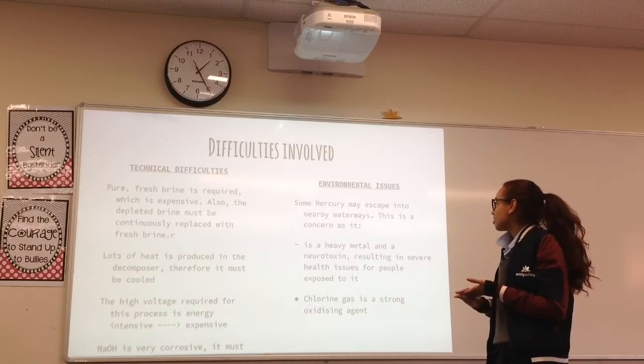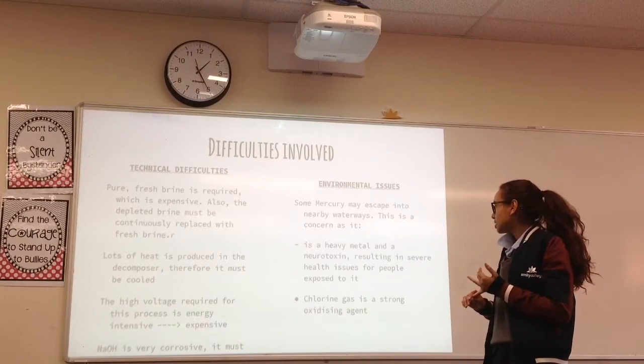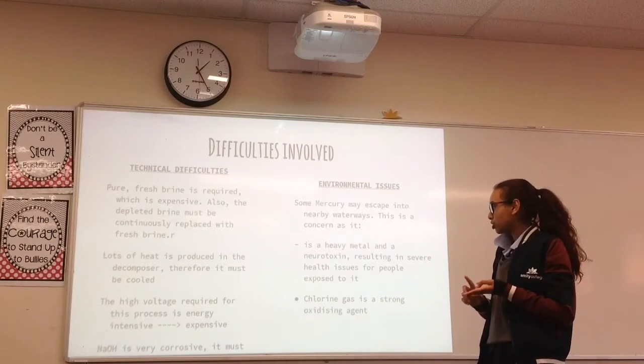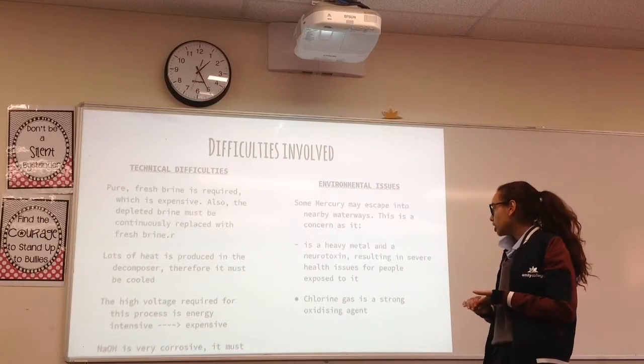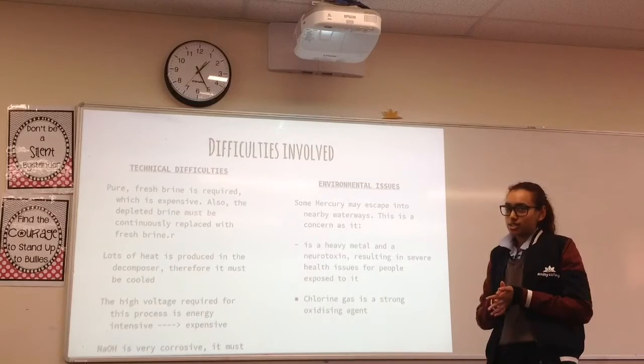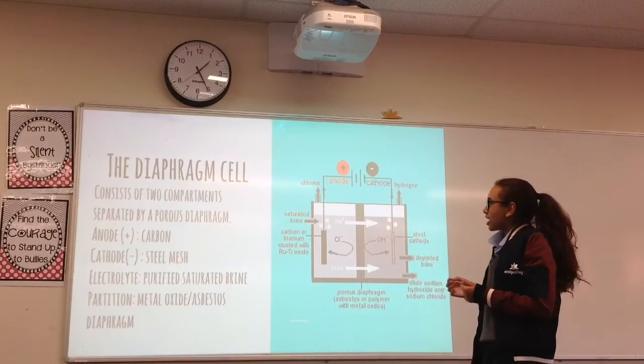Environmental issues are some mercury may escape into nearby waterways. This is a concern as it is a heavy metal and also a neurotoxin, so it can result in severe health issues for the people that are exposed to it. And also chlorine gas is a strong oxidizing agent. Next is the diaphragm cell.